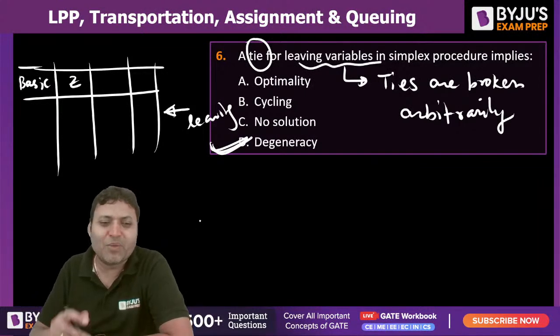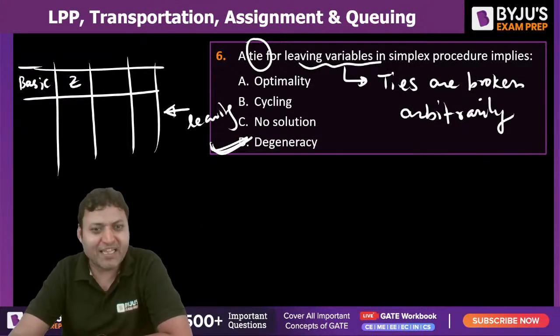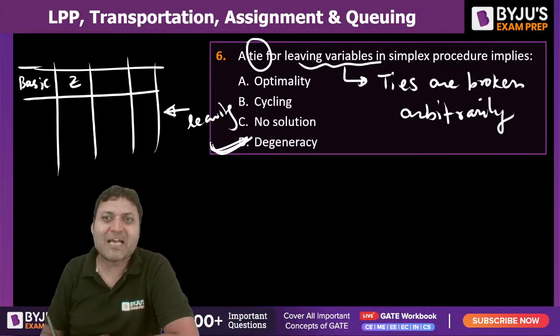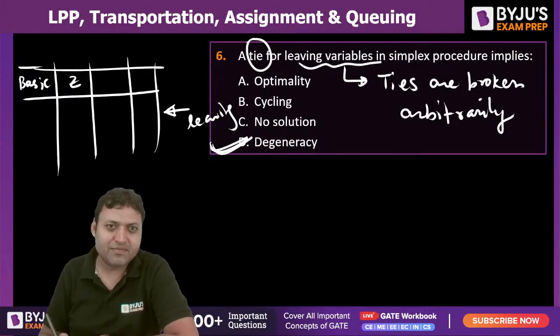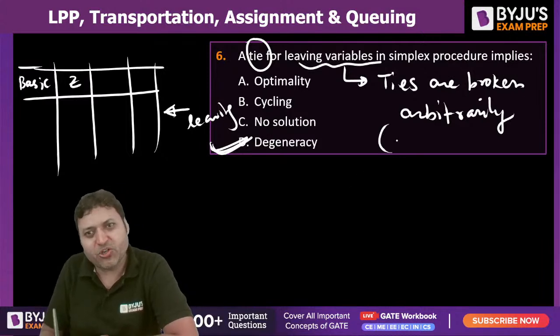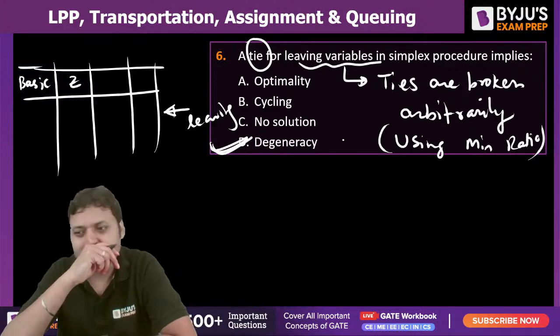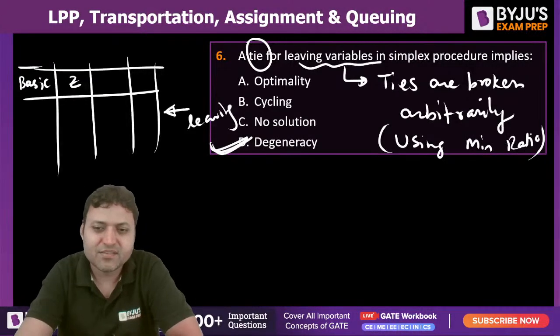I have already told you the meaning of degeneracy. It means the further iteration will not make the solution more optimum. So extra iteration will only give you the same result. That is called degeneracy. And the degeneracy in simplex method happens when there is a tie in selecting the leaving variable using the minimum ratio. Option D is the right answer.